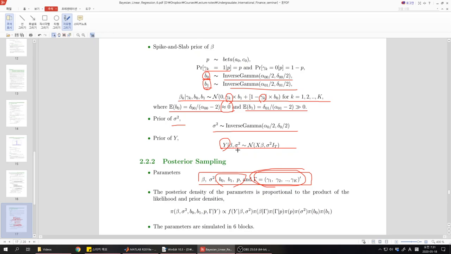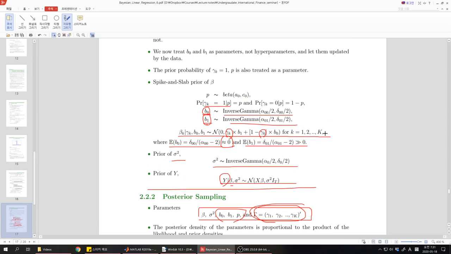Beta and sigma square. Actually just beta, right? Okay, so once beta and sigma square are given, then the other parameters are not required in generating y. Okay, so this is the model. This is the variable selection model.